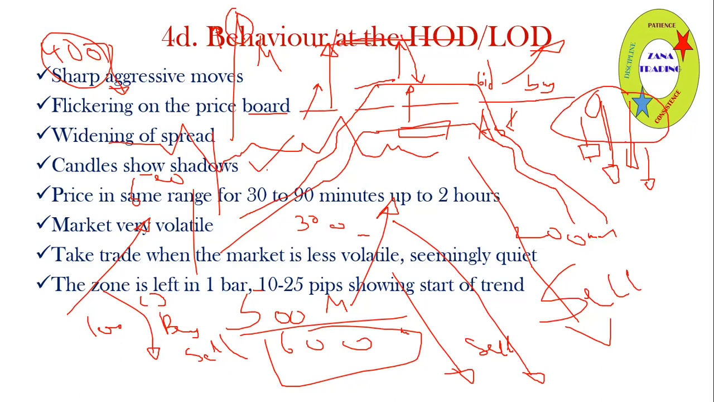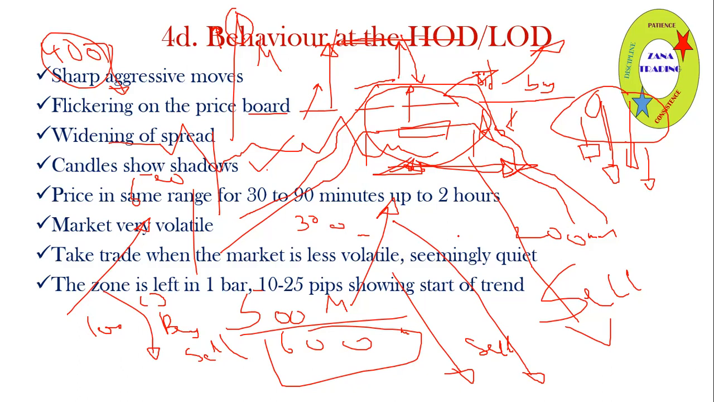So the zone, that is the HOD or LOD, should be worked 30 to 90 minutes or even 2 hours while they are working at that point. Remember, they want to accumulate enough orders to enable them to move in their intended direction. So don't think about other things like, there are more people selling today because the USD is low. They are doing their mathematics there and forcing the price to move in their own direction. Remember, they are also buying and selling as we also buy and sell. So the market is very volatile, moving up and down.